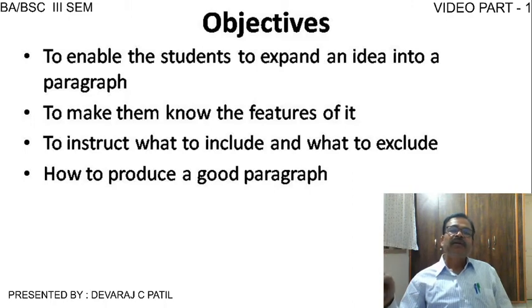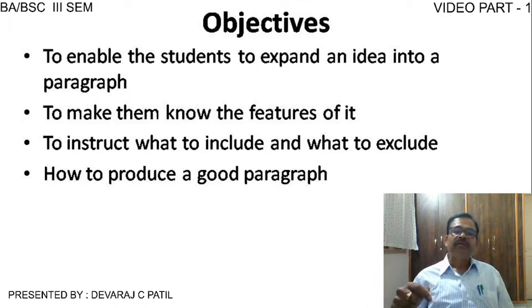And then they should know the features of a paragraph, so that their writing will be improved and will be worth reading. And then to instruct what to include and what to exclude. The students here should learn what one can include in a paragraph and what cannot be included, or what can be excluded from a paragraph. If one knows all these features, he will be able to produce a very good paragraph.